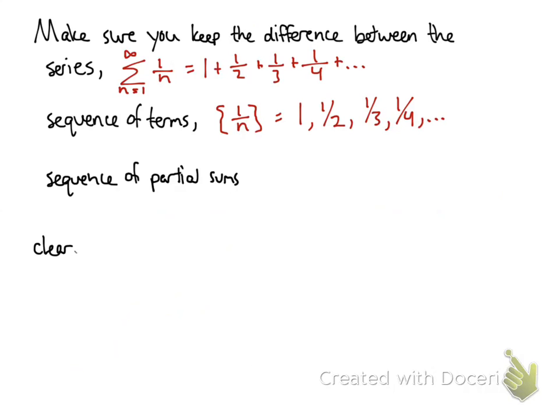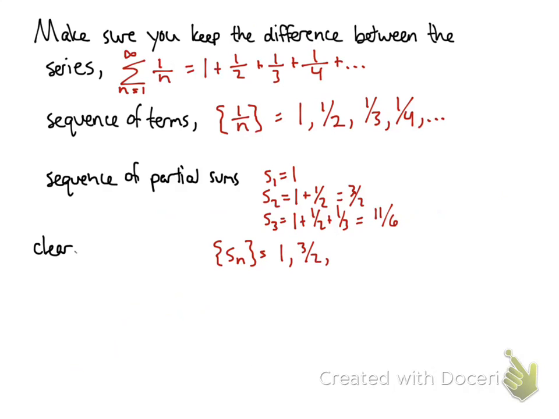The sequence of partial sums, on the other hand, is what happens when you add up the numbers in a series but stop after a particular amount. So the first partial sum is 1, because that's the first term. The second partial sum is add up the first 2 terms, 1 plus 1/2. That adds up to 3/2. The third partial sum is add up the first 3 terms, 1 plus 1/2 plus 1/3. That adds up to 11 over 6, and so on. So the sequence of partial sums starts off 1, 3/2, 11/6.